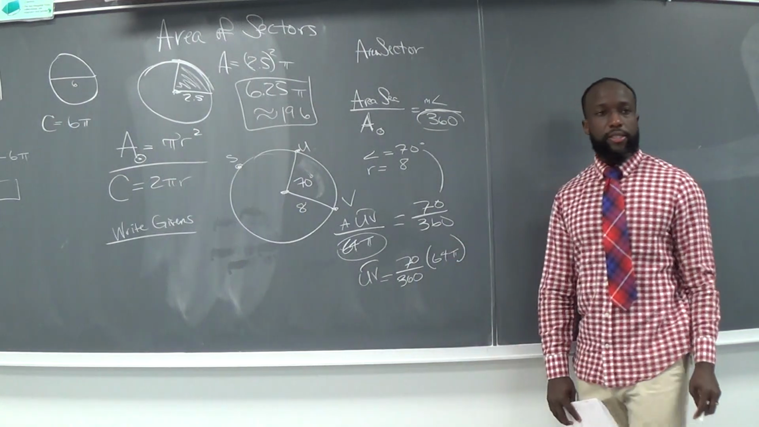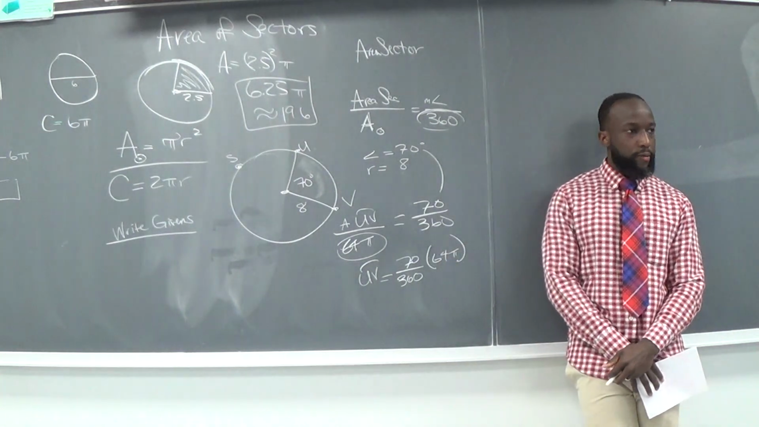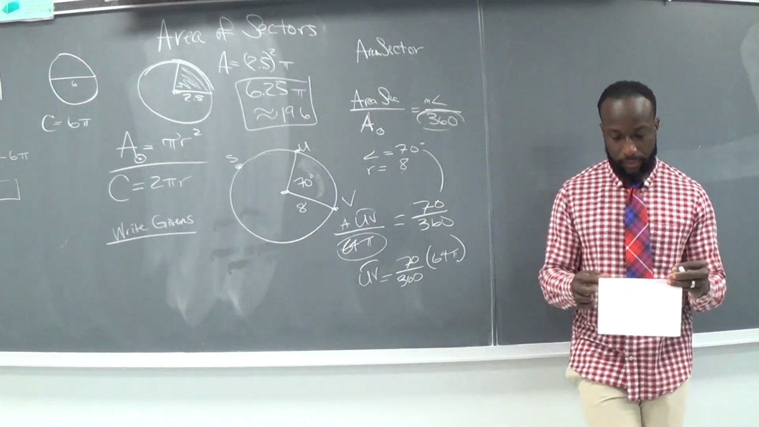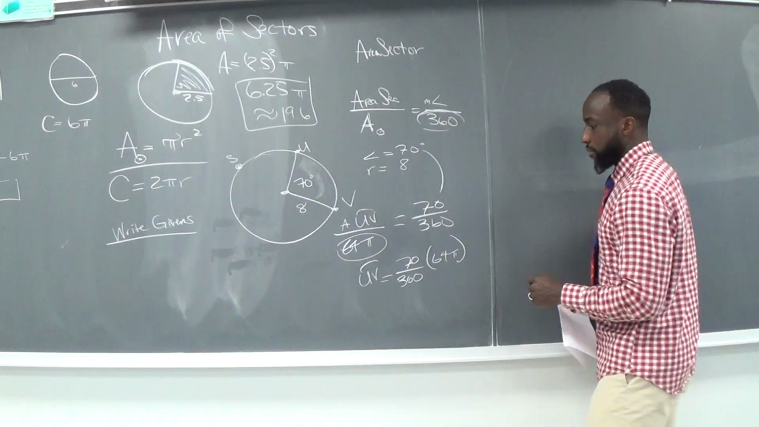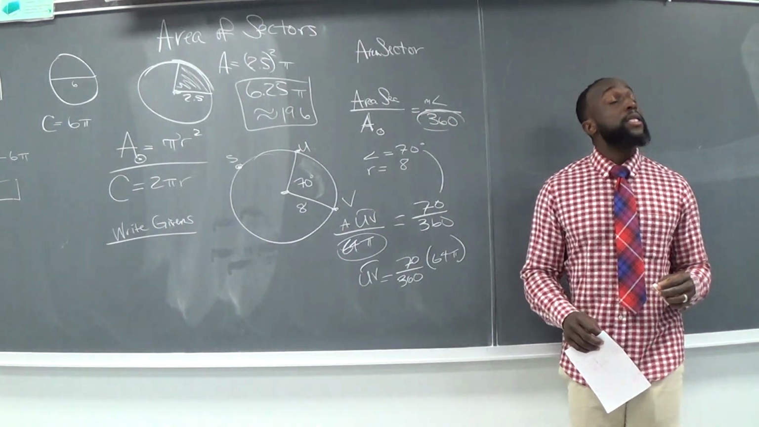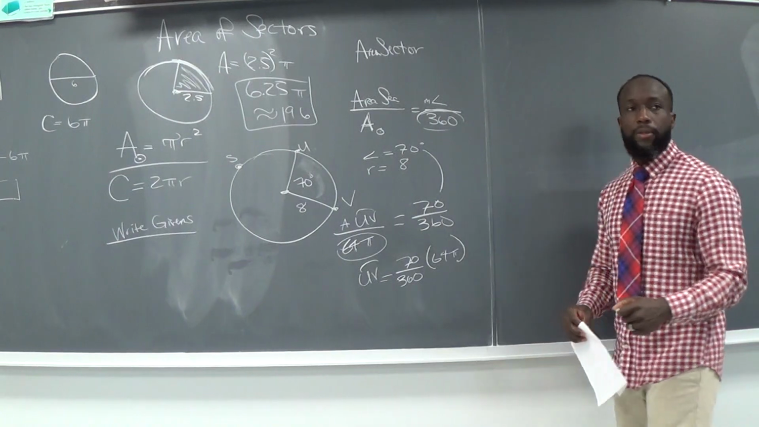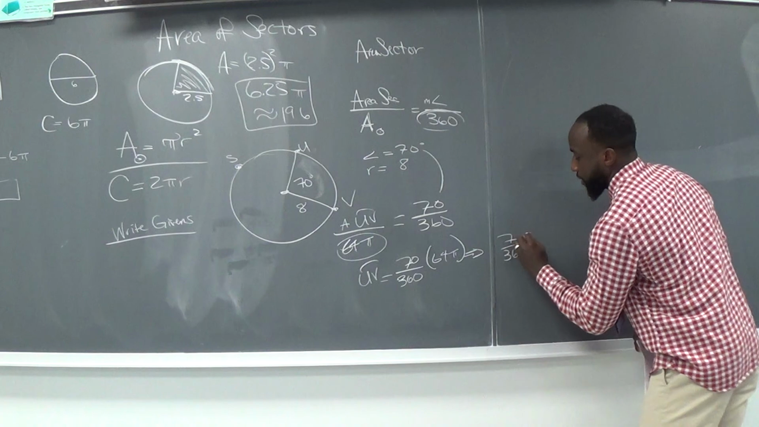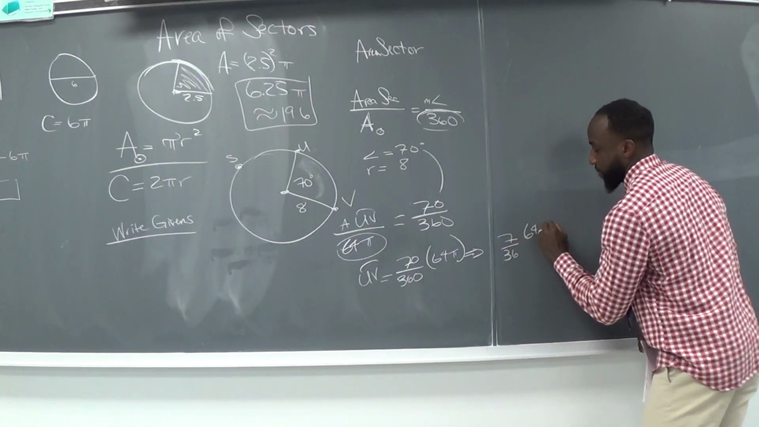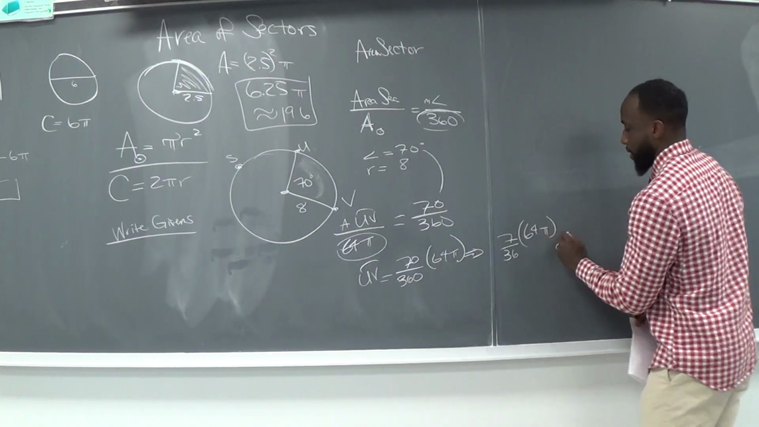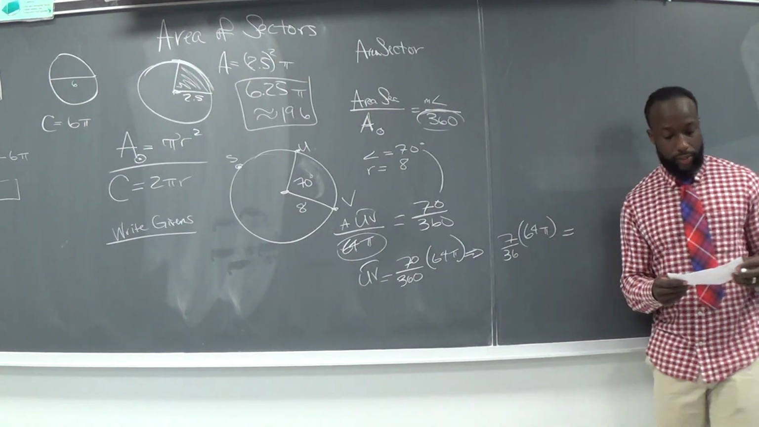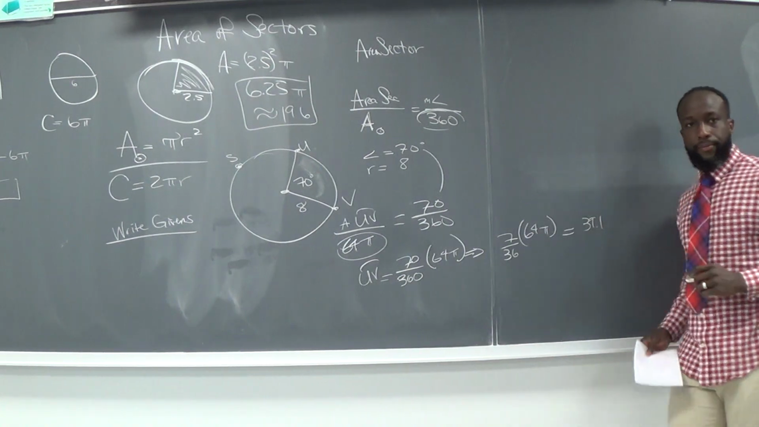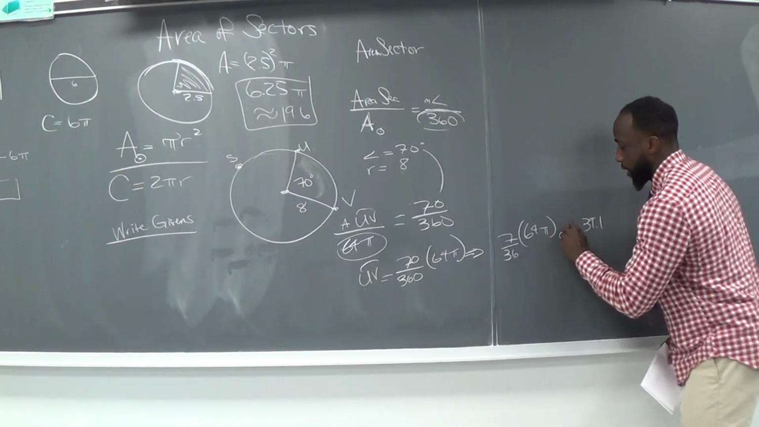70 over 360 is what? 7 over 36. 7 over 36 times 64 pi. You're going to get a solution of roughly 39.1, so you use the squiggly equal sign.